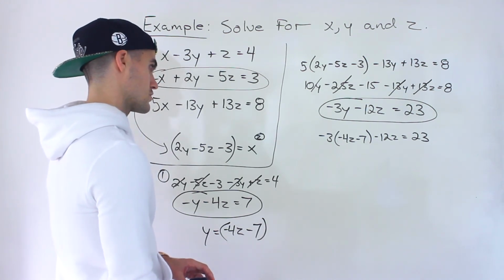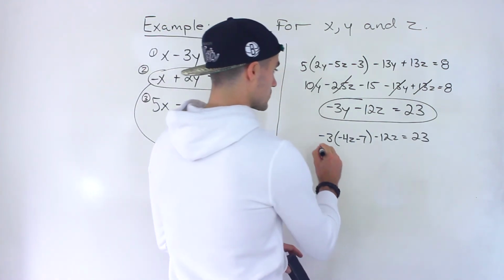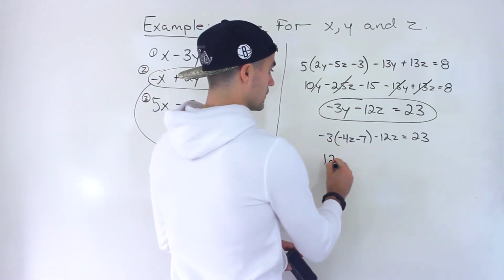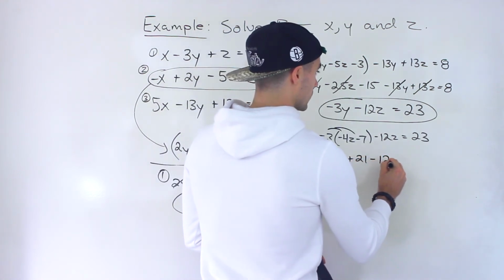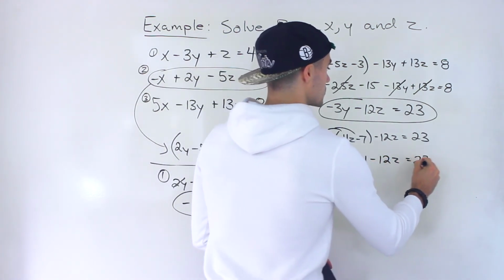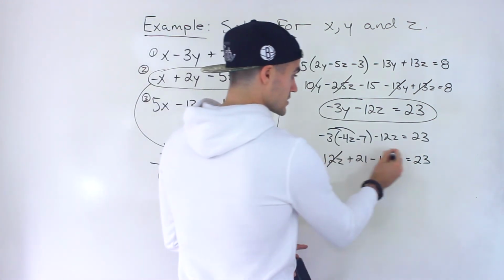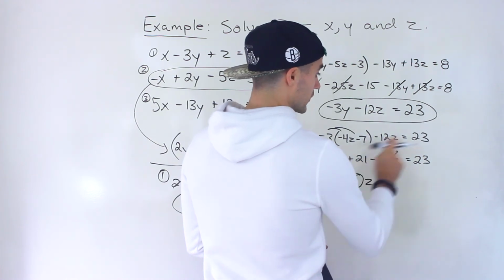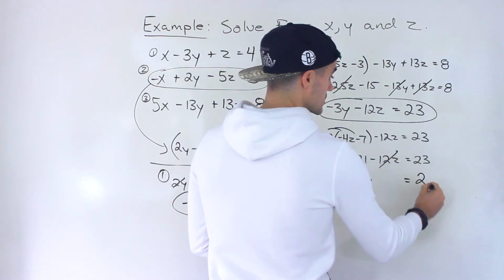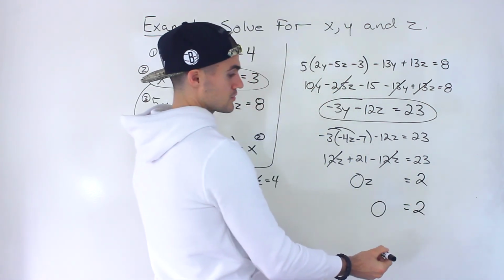Just want to make sure that all the algebra is correct. Yeah, it looks all good to me. So here we'd end up with 12z after we distribute the negative 3, plus 21, minus 12z is equal to 23. Now notice what happens. 12z minus 12z would give us 0z, which is just 0. Bring the 21 over. 23 minus 21 gives us 2. So we'd end up with 0 equaling 2.